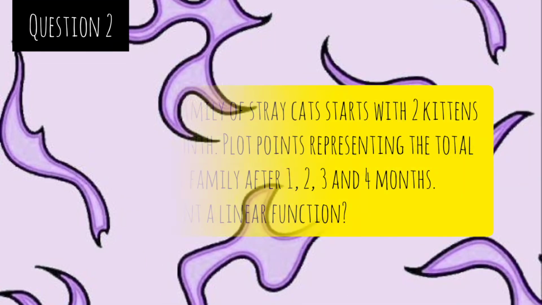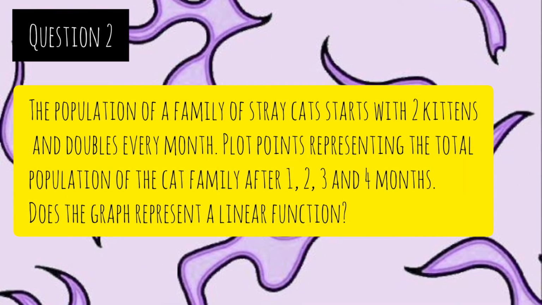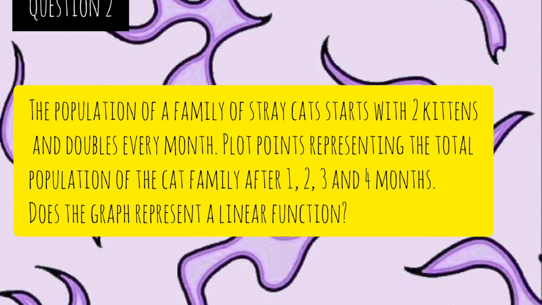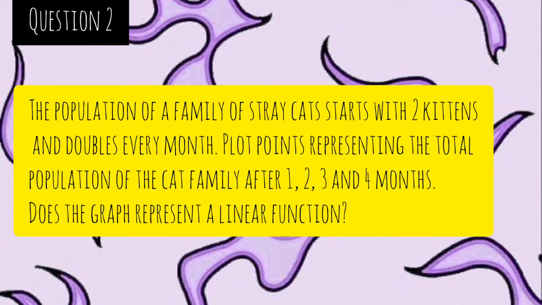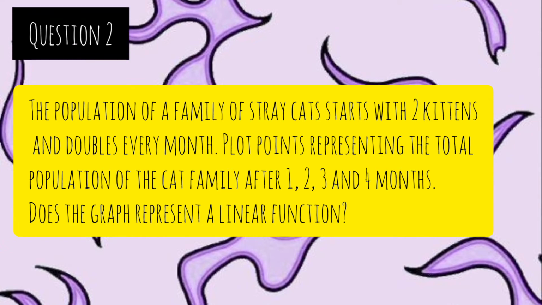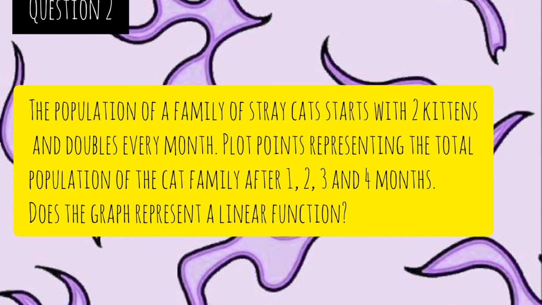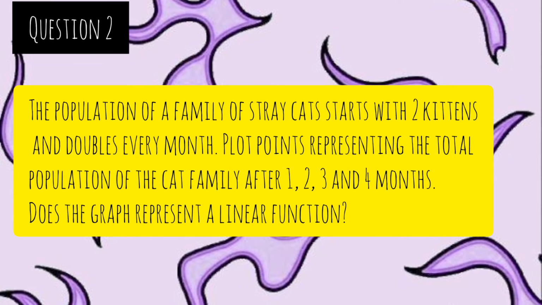Question 2. The population of a family of stray cats starts with 2 kittens and doubles every month. Plot points representing the total population of the cat family after 1, 2, 3, and 4 months.